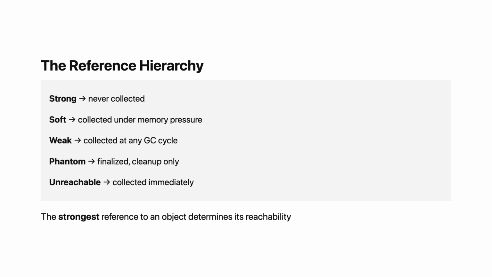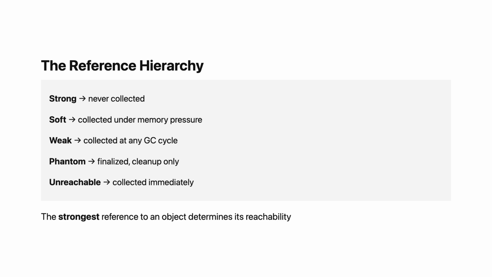An object is phantom reachable if it has been finalized but a phantom reference exists. It cannot be accessed but cleanup can happen. An object is unreachable if no references of any kind exist. It is collected. The keyword is strongest. If an object has both a strong reference and a weak reference pointing to it, it is strongly reachable. The strong reference wins. The weaker reference types only matter when they are the only references keeping the object reachable.